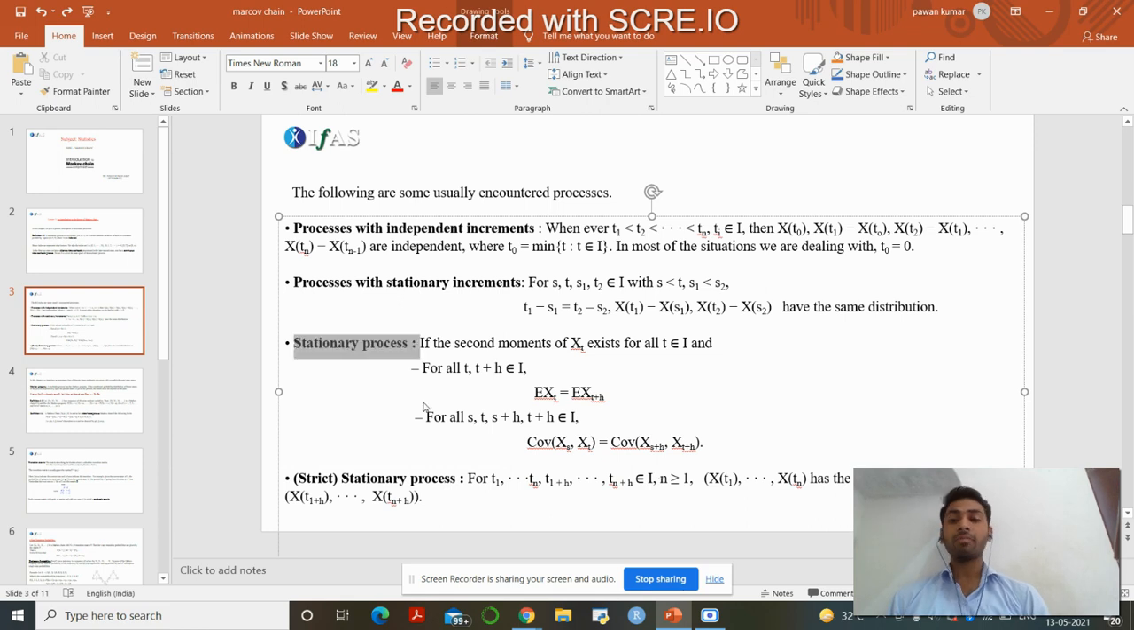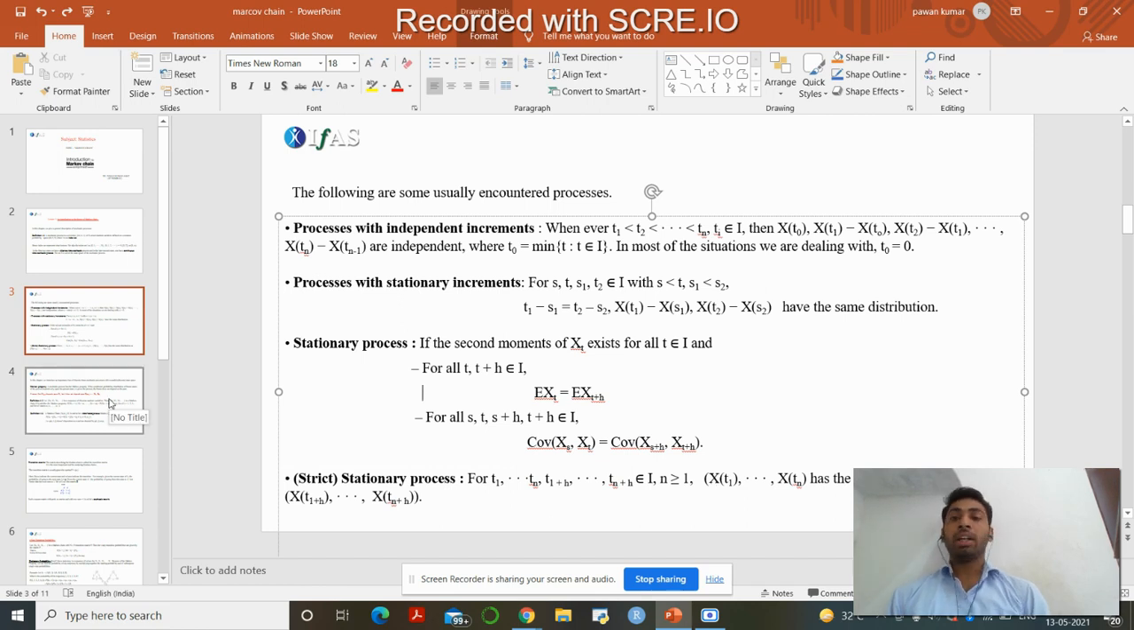Now we define a strict stationary process. Here we define it for all t belonging to I. This is called a strict stationary process: for t1, t2, ..., tn, t1+h, ..., tn+h belonging to I, for all n greater than 1, (X(t1), ..., X(tn)) has the same distribution as (X(t1+h), ..., X(tn+h)).